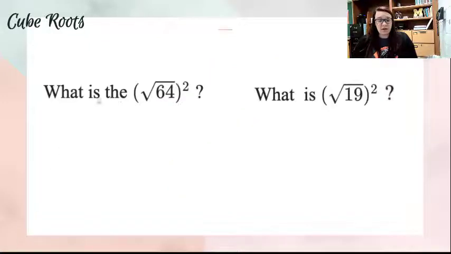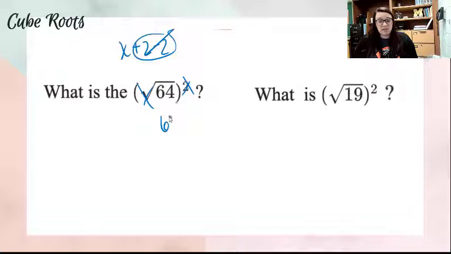All right, let's try another one. The square root of 64 squared. Well, let's talk inverses again. If you square root something and then you square it, you're just undoing what you just did. It's as if I said x plus 2 minus 2. These would cancel. That's what's happening here. If you take the square root of something and then square it, these two things just cancel out and you just get 64 out.